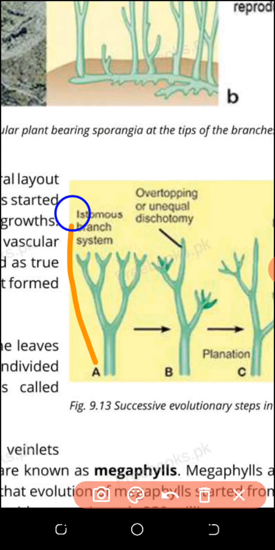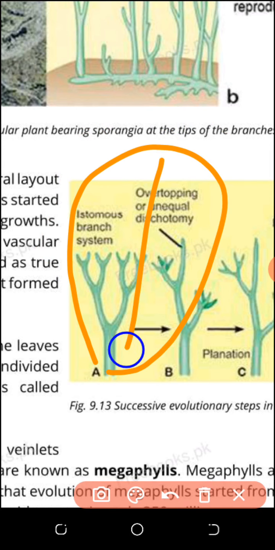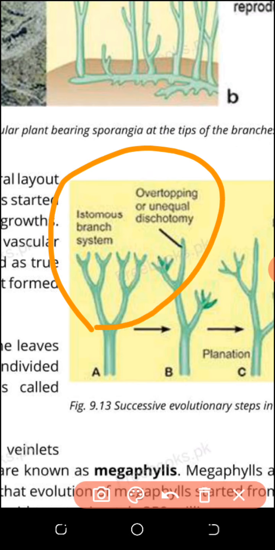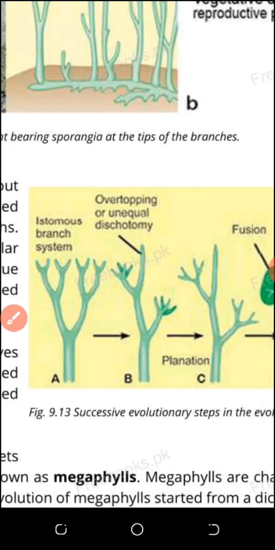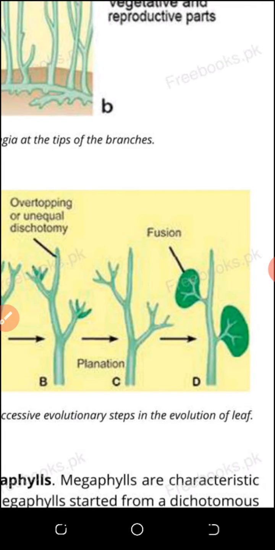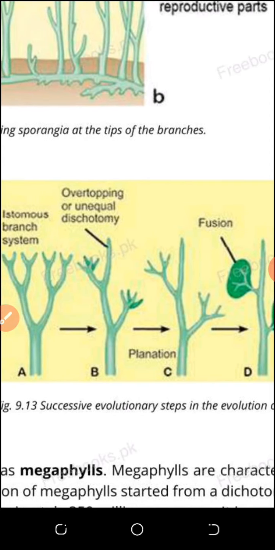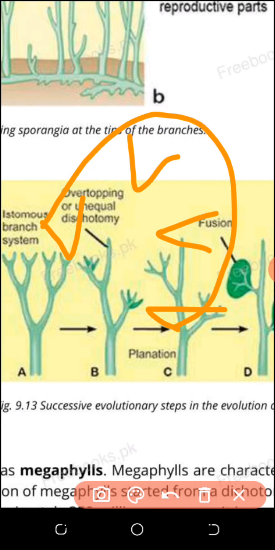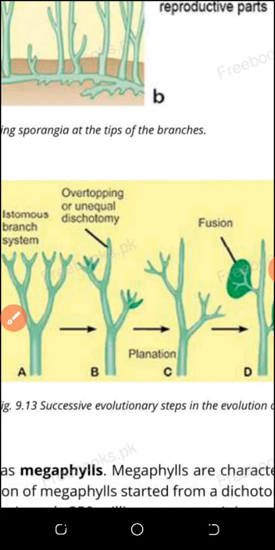When one vein is present, this is called the microphyll, and when many veins are present, the normal leaf which you normally watch is called the megaphyll. Okay, we go back. This is planation. Planation is also a very important process. All stems, unequal branches, come into a single plane, that is called planation, so that fusion or webbing will take place, meaning that lamina will be formed.